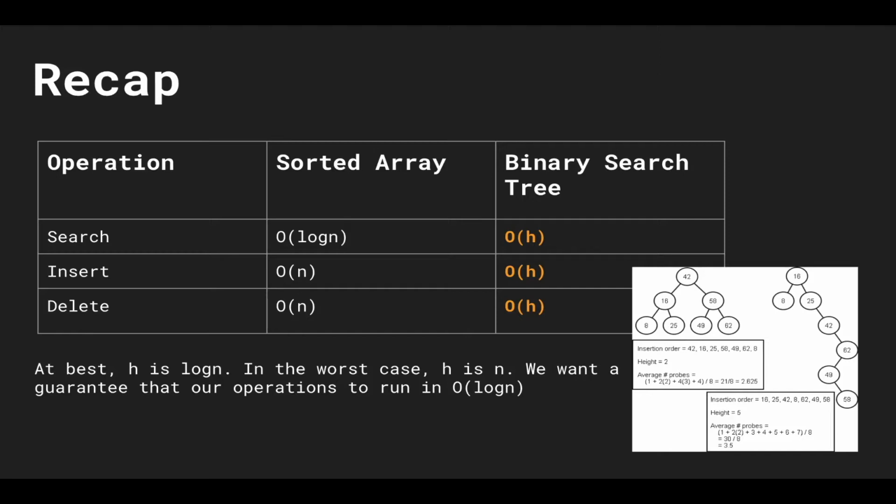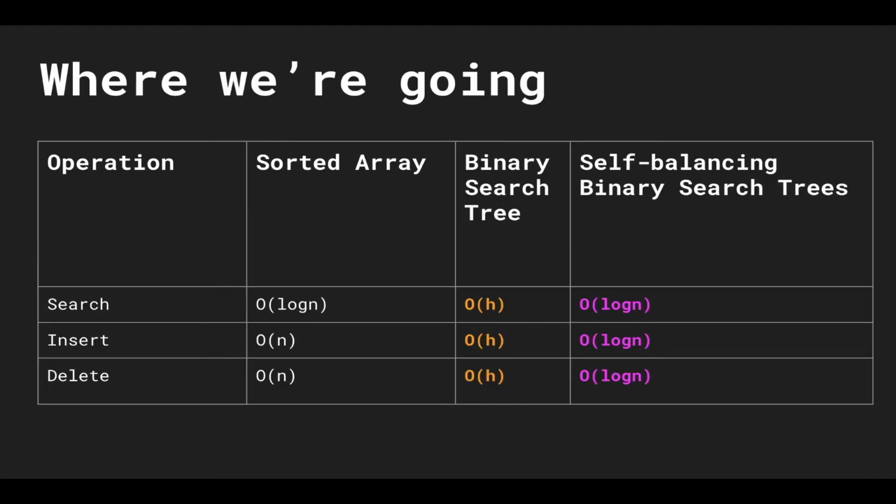So we want to guarantee that our operations are going to run in log n, and for that we need to make sure that the height of the tree maintains balance. And this is where we are going. We're going to go over self-balancing binary search trees, which maintain the height of the tree to make sure it's balanced, and because of that, we get a guarantee that the height of the tree is always going to be log n, and our operations become logarithmic.